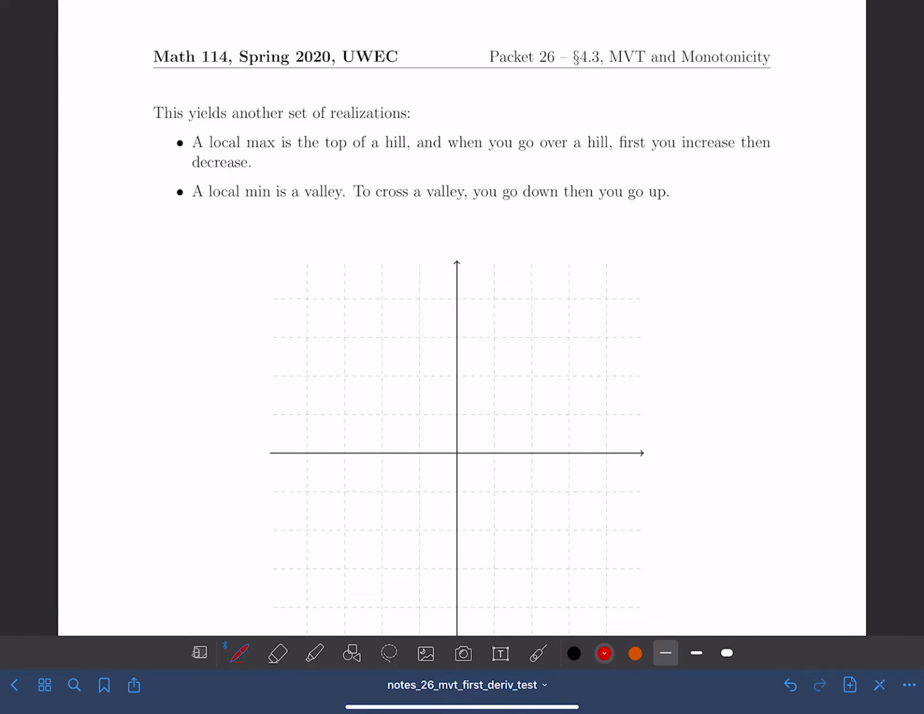So let's pair that with another set of realizations, 2 critical realizations. 1, 2. A local maximum is the top of a hill, and when you go over a hill, you first increase and then decrease. And similarly, a local min is a valley. To cross a valley, you have to go down, and then you have to go up, right? Whereas with the max, you went up, and then you went down. You were increasing and then decreasing. You were decreasing and then increasing.